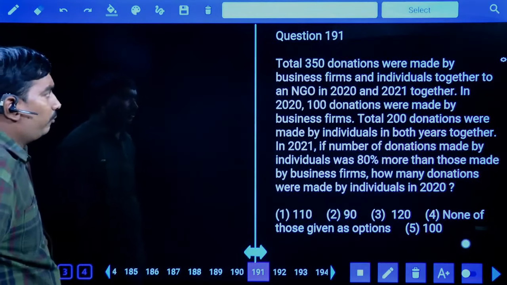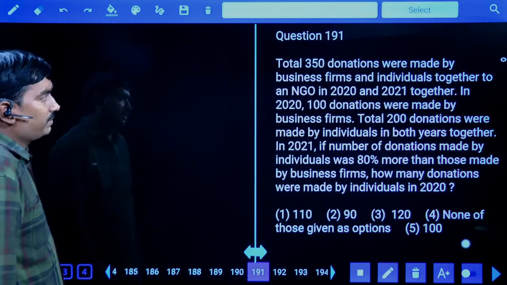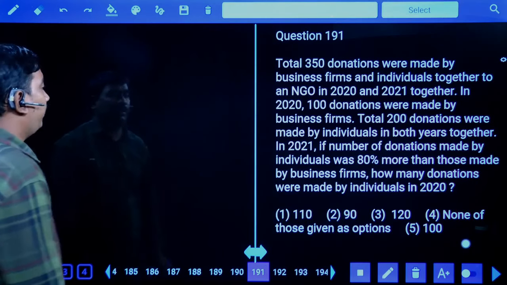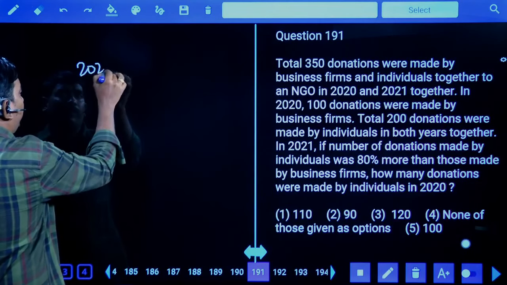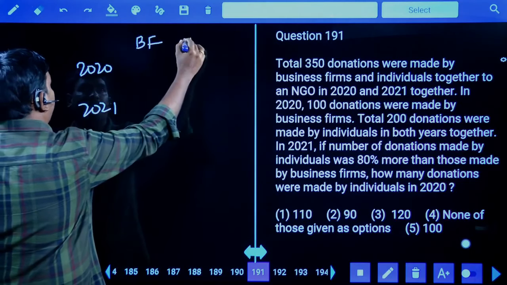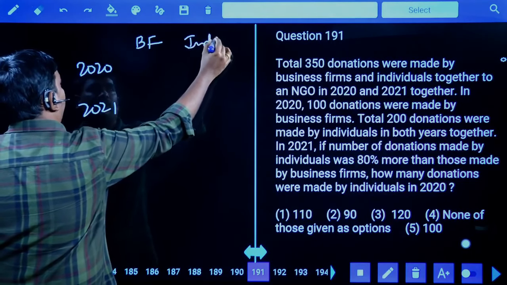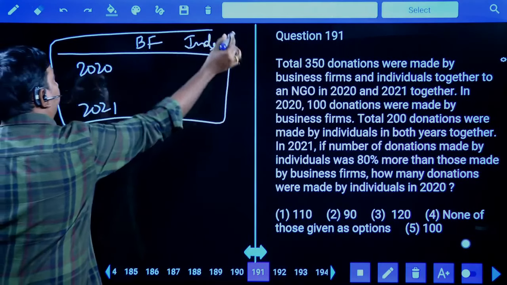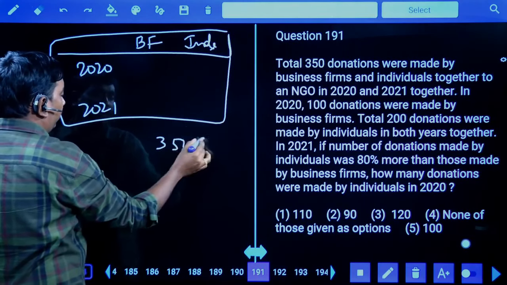A total of 350 donations were made by business firms and individuals together to an NGO in 2020 and 2021. Business firms and individuals, all together 350.